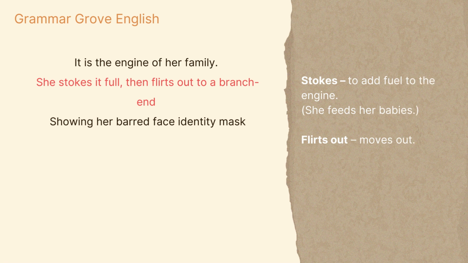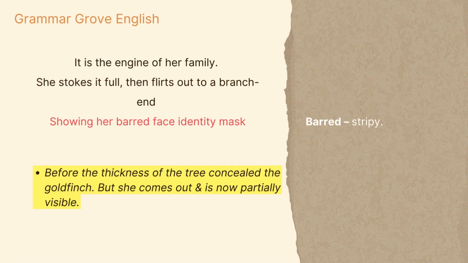She stokes it full. That means the goldfinch feeds her babies. That's how she adds fuel. Then flirts out to a branch end. And after feeding her babies, she again swiftly moves on to a branch end, showing her barred face identity mask. As soon as she moves out, we can now see her face. Before, she had entered the thickness of the top and therefore she was concealed. Her face was covered. We could not distinguish her from the yellow flowers of the trees.